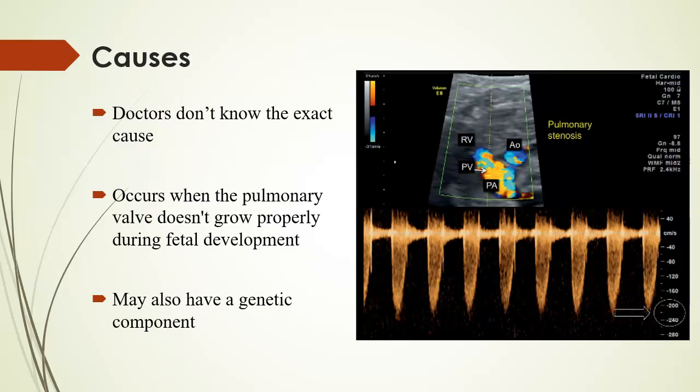So, what are some causes of pulmonary stenosis? Doctors don't know exactly what the cause is. They know that it occurs when the pulmonary valve doesn't grow properly during fetal development. Some cardiologists now believe they've figured out that this occurs around the 8th week of pregnancy. However, it's not a result of something that the mother did or did not do. It just can't be prevented. However, with advances in technology and genetics, maybe someday we'll figure this out.